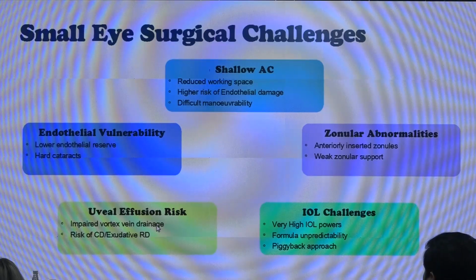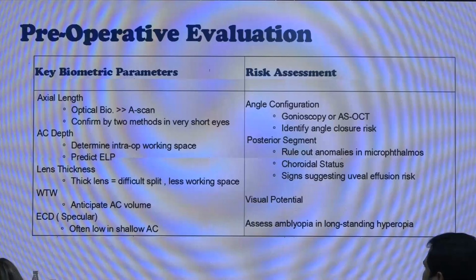With anteriorly inserted zonules and weak zonular support, there is a risk of uveal effusion, but that is, again, like I said, you have to evaluate preoperatively, and if it's okay, you have to go ahead with your surgery. And then there are challenges in IOL power calculation. You may have to resort to a piggyback approach if you can't get the right power of IOL or come close to it. So preoperatively, the key biometric parameters would be the axial length.